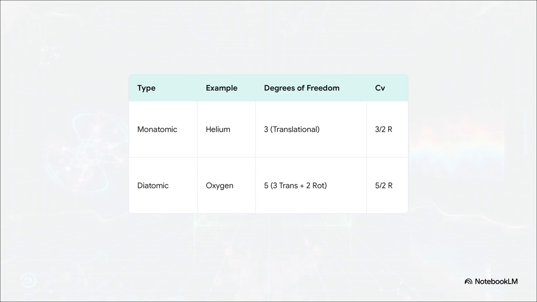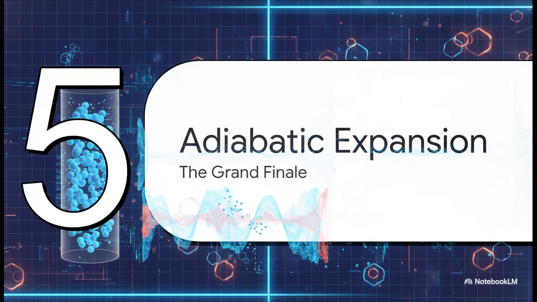But a diatomic gas like oxygen is shaped more like a dumbbell. Not only can it move in those 3 directions, but it can also spin on 2 axes. Those extra 2 rotational degrees of freedom allow oxygen to store significantly more internal energy, giving it a higher molar specific heat. It's like it has extra pockets to hide energy in. Which brings us to part 5, mechanics of adiabatic expansion, the grand finale.